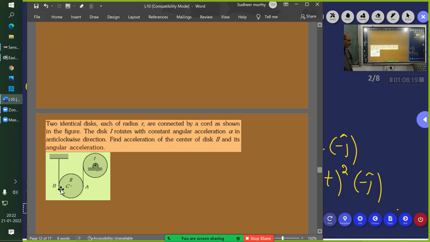So we'll take B as the ICR. If you take B as ICR, then this is alpha, the tangential acceleration. So with respect to B, the acceleration at A is going to be alpha. Only alpha. This is already given as alpha, because we said the acceleration here is alpha, and this is half of it. So this should be alpha r by 2. Going by that principle, this will be alpha r by 2.